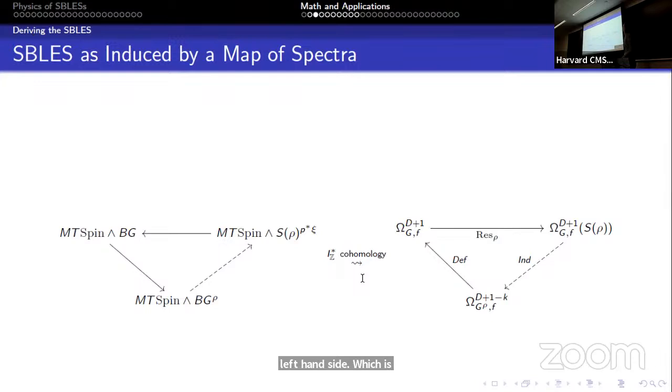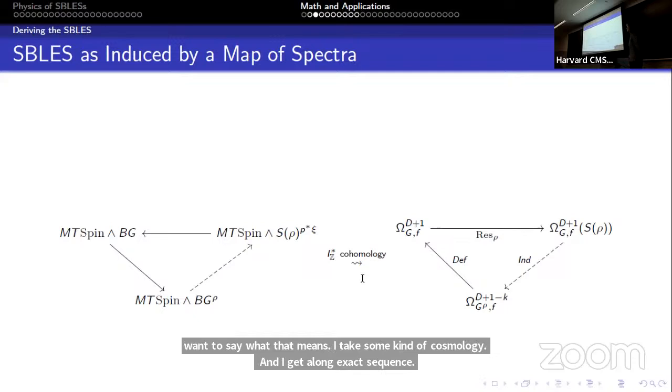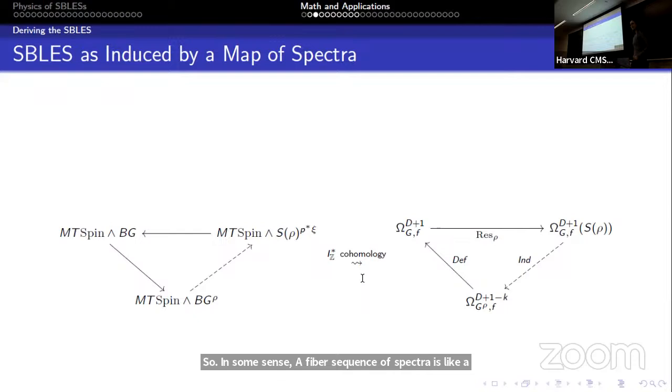I take some kind of cohomology and I get a long exact sequence. In some sense, a fiber sequence of spectra is like a short exact sequence of spectra. It's analogous to that. In the world of ordinary cohomology, if you have a short exact sequence of chain complexes and you take cohomology, you'll get a long exact sequence. The story here is analogous, but I'll say a bit more about that later.